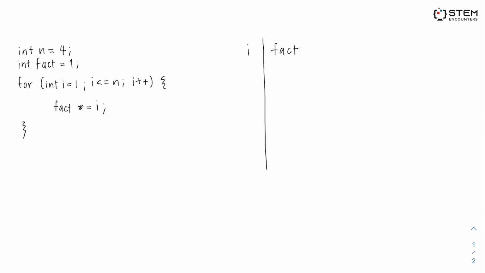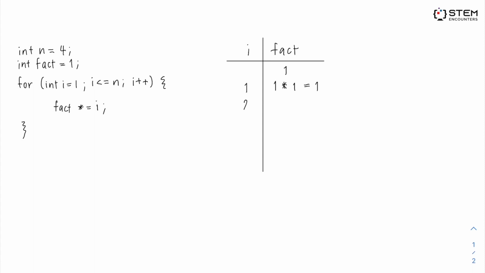We can make a sort of chart here. Fact begins at 1, that's before the loop even starts. Then we go into the loop and we have I equals 1, and fact equals itself times I. So fact equals 1 times 1, which equals 1. Then I goes up 1, so it's 2, and 2 is less than or equal to 4.